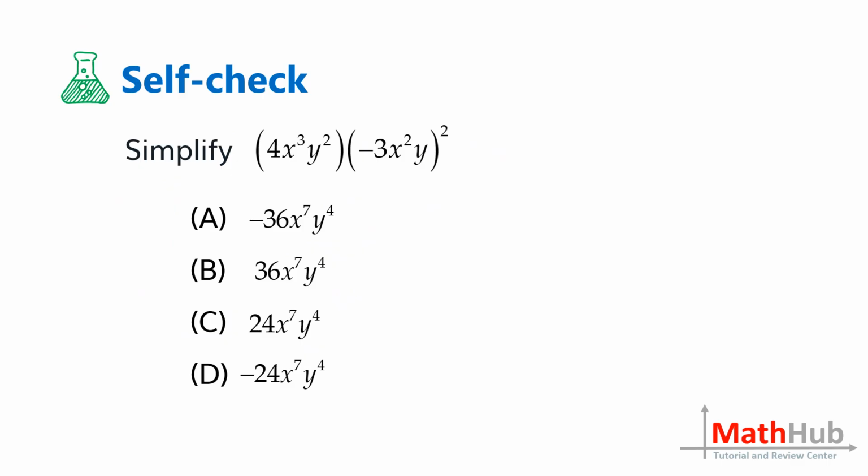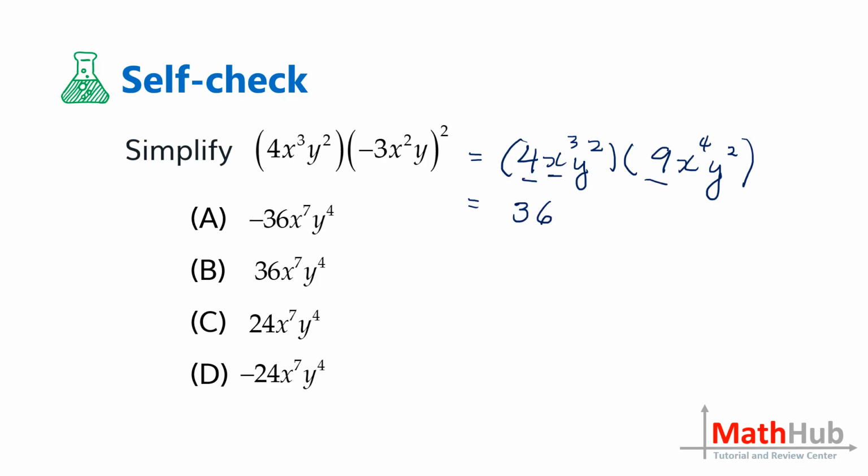For this one, we simply use laws of exponents. So we have 4x cubed y squared times, distribute the exponent 2, we get 9x^4 y squared. Now multiply, so 4 and 9, we get 36. X cubed times x^4 is x^7. Y squared times y squared is y^4. So the answer is letter B.